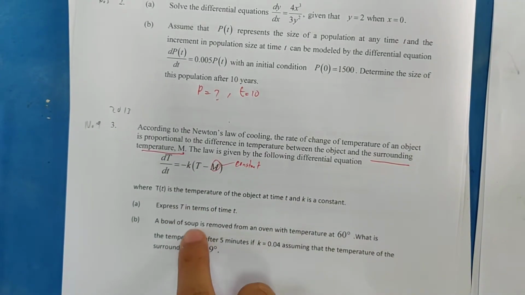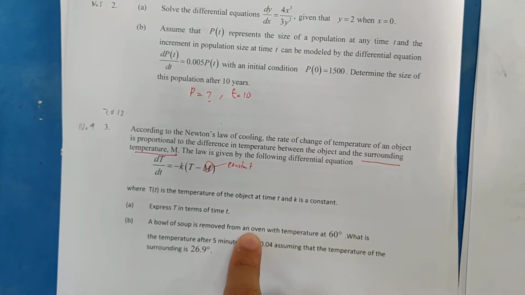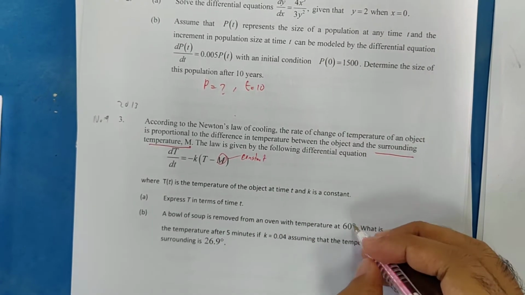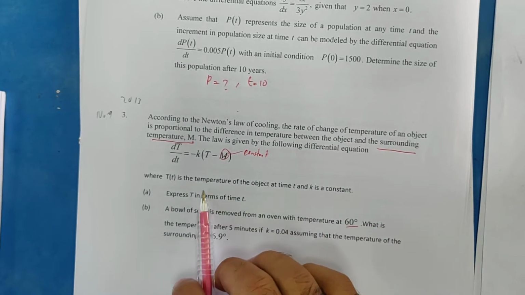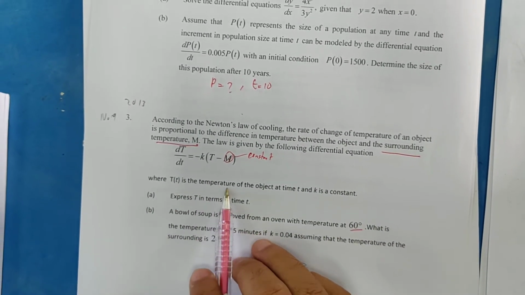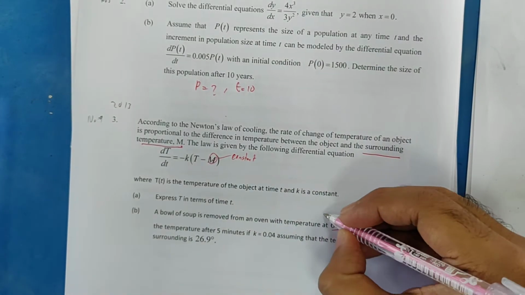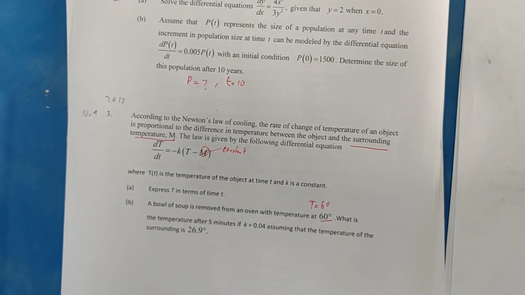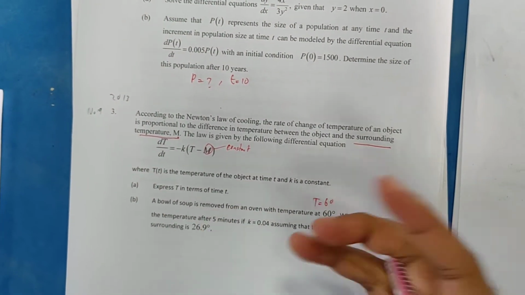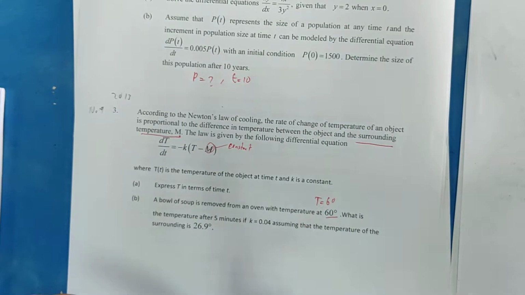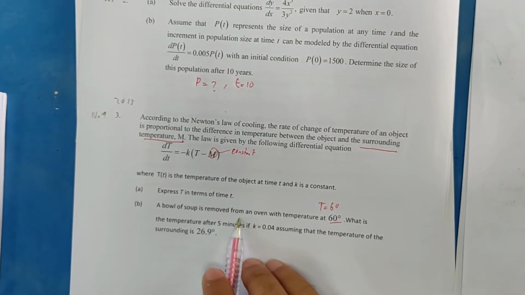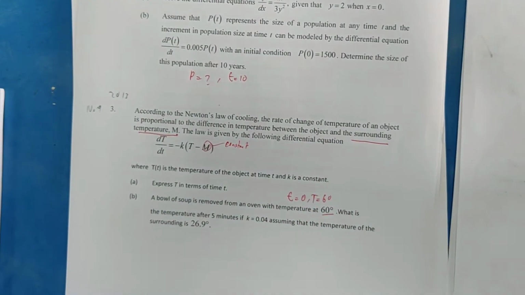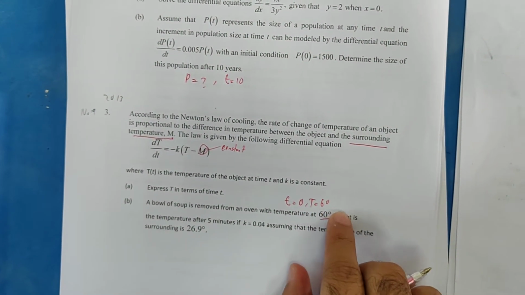If you read further, a bowl of soup is removed with temperature at 60. 60 here is a big T. You can read here, T is the temperature at time t. So big T equals 60. At this moment there's no word "initially", but you can understand: the moment you take the bowl out of the oven, the small t equals 0, the time equals 0. So when the time equals 0, the soup is 60.